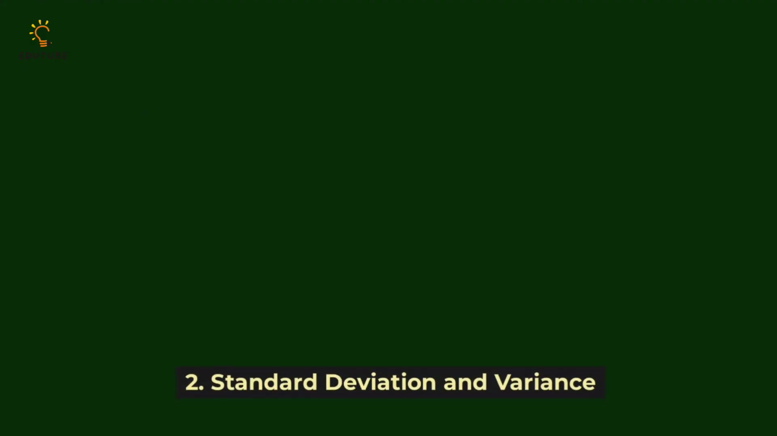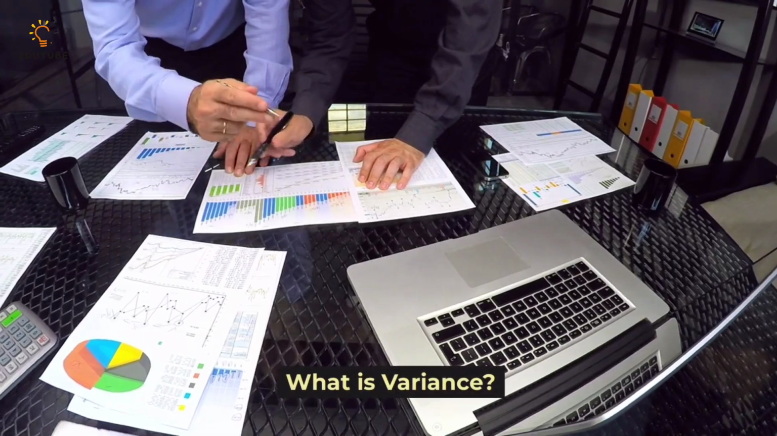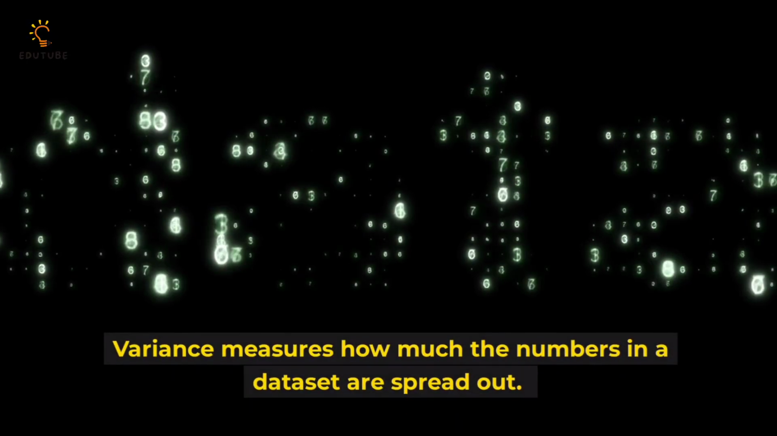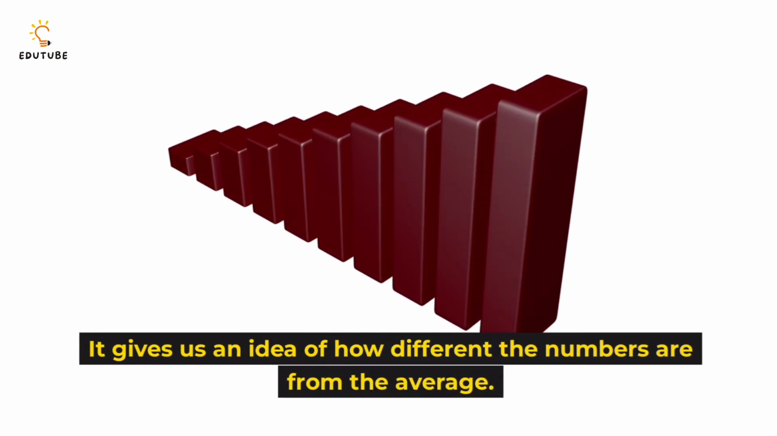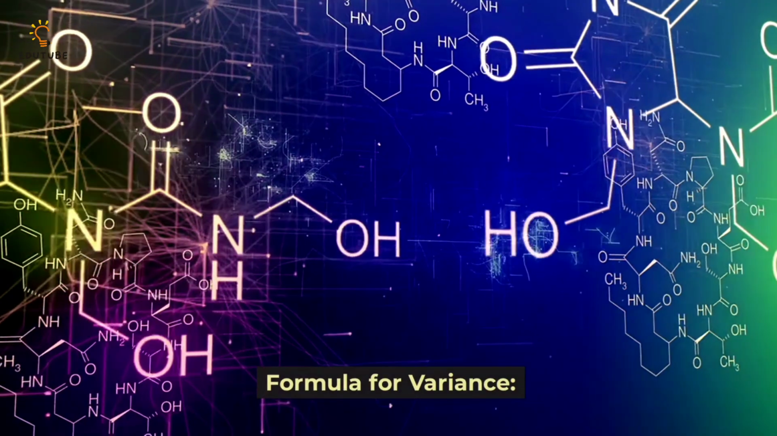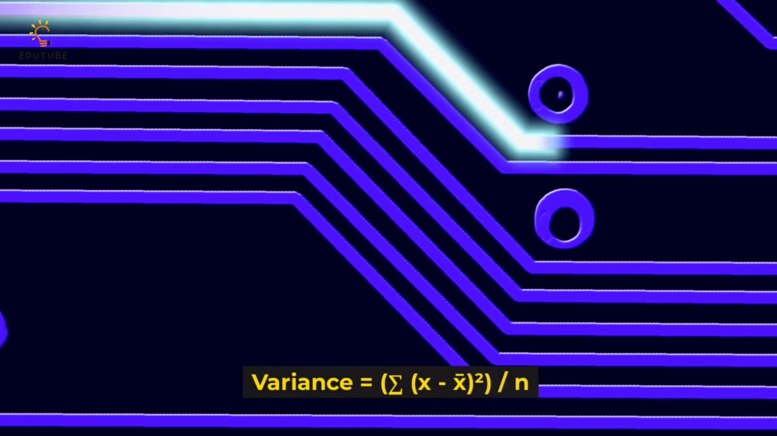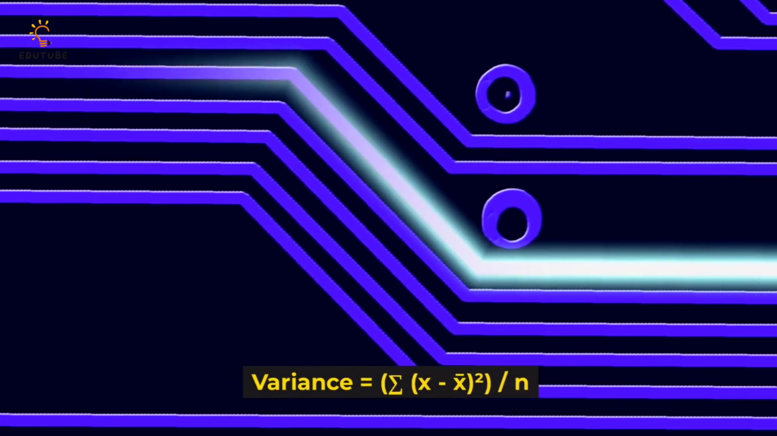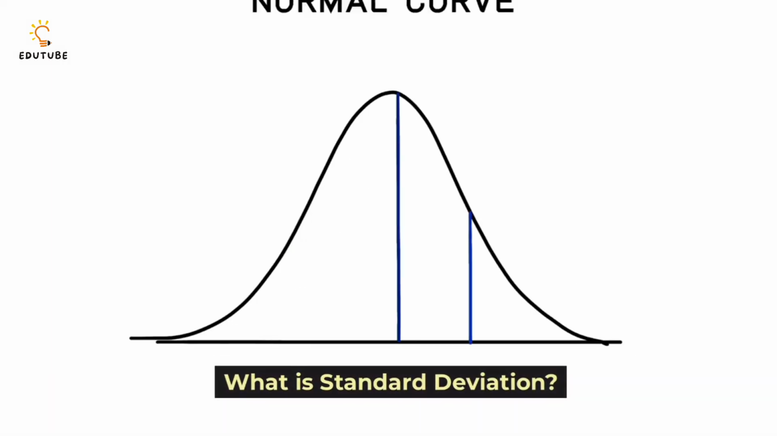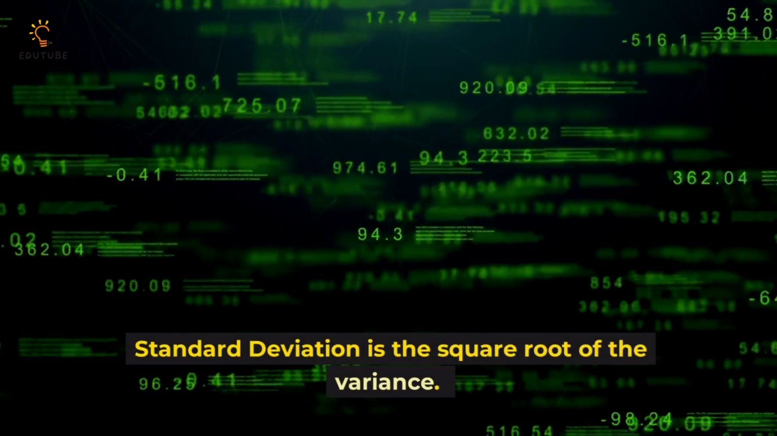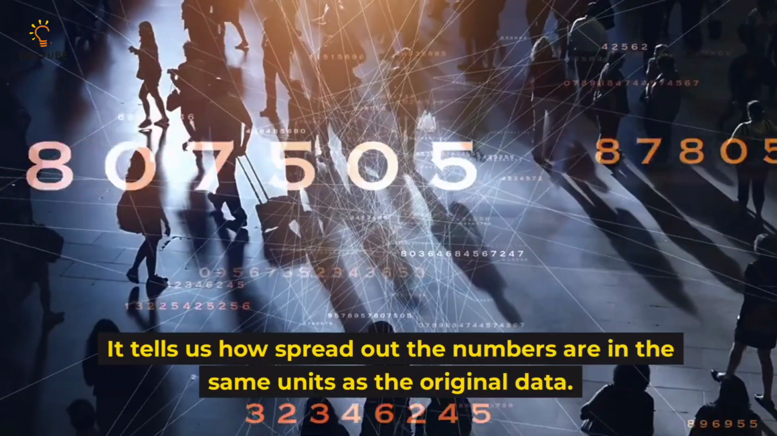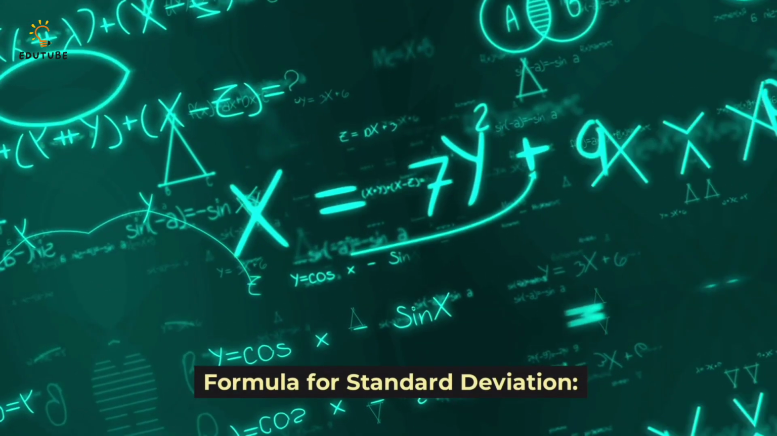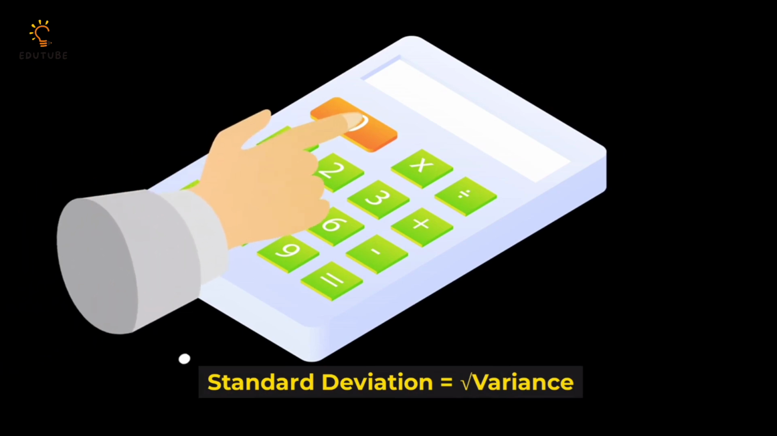2. Standard deviation and variance. What is variance? Variance measures how much the numbers in a dataset are spread out. It gives us an idea of how different the numbers are from the average. Formula for variance: variance equals the summation of (x minus x̄) squared, divided by n. What is standard deviation? Standard deviation is the square root of the variance. It tells us how spread out the numbers are in the same units as the original data. Formula for standard deviation: standard deviation equals the square root of the variance.